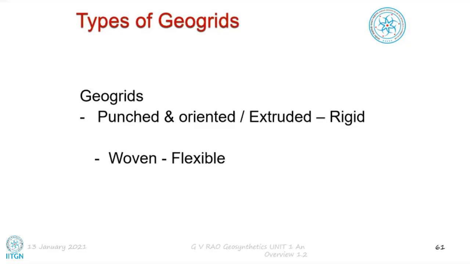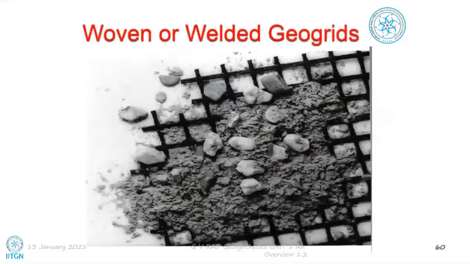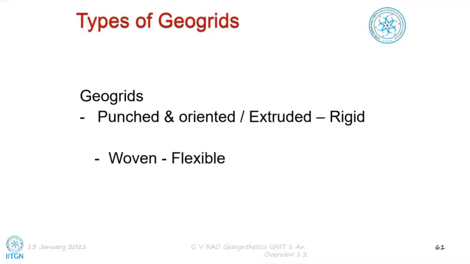For example, going back to this now, we normally make these kind of rigid grids with high density polyethylene. Okay, and this biaxial grid is made with polypropylene. And these kind of grids are made in the country. And of course, there are many companies in India which make these woven grids anyway, both uniaxial and biaxial.